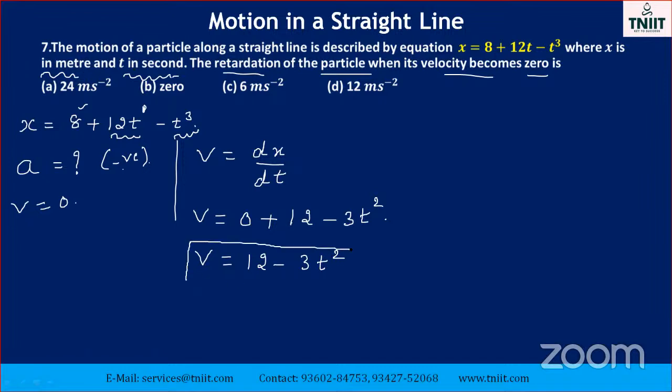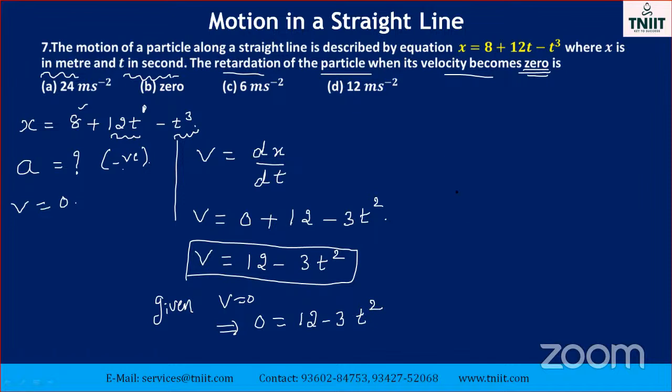This is velocity. But they have given that the velocity becomes 0. So 0 equals 12 minus 3t squared, or 3t squared will be equal to 12. t squared equals 12 by 3, which is 4. t equals 2 seconds. So what is the time? 2 seconds.